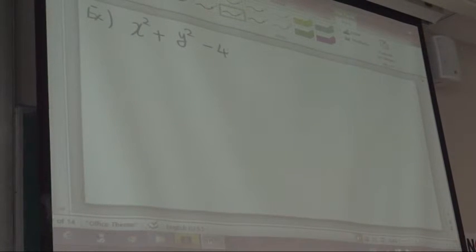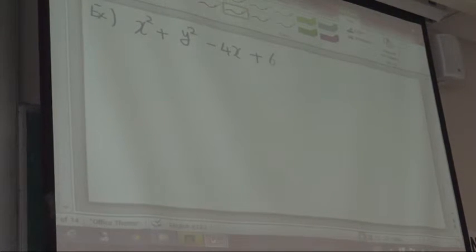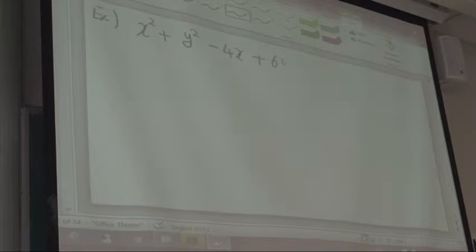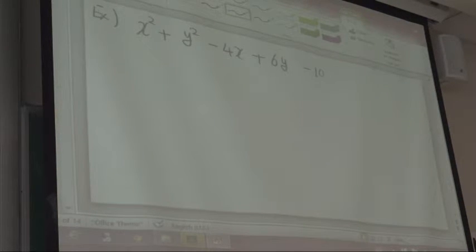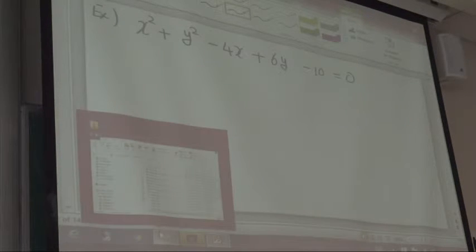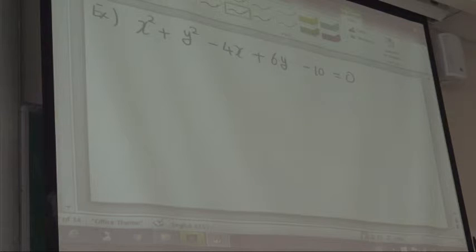Let's do x squared plus 4x. Let's make this: x squared plus y squared minus 4x plus 6y, maybe a negative 10, is equal to 0. Now let's find the center and the radius of this.